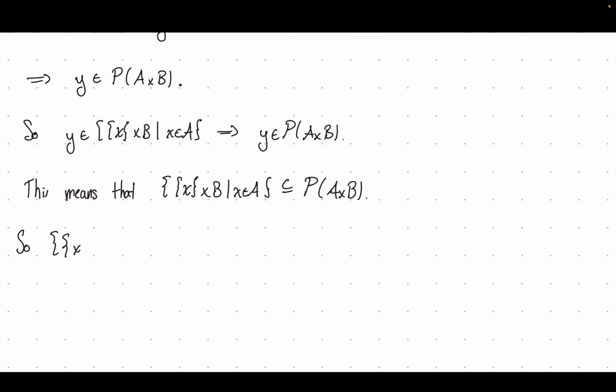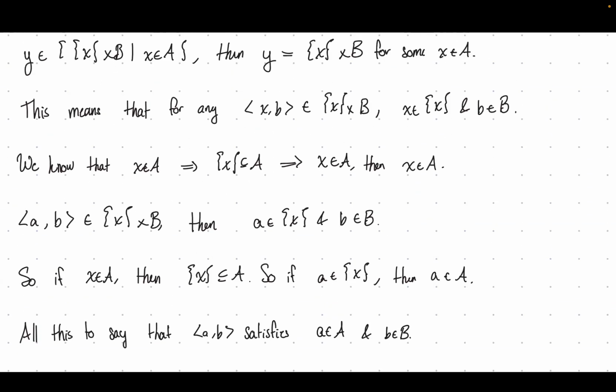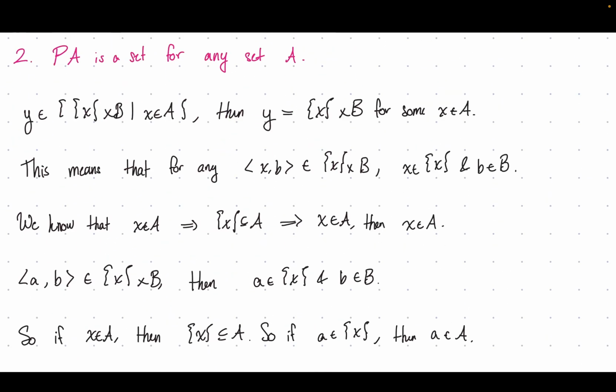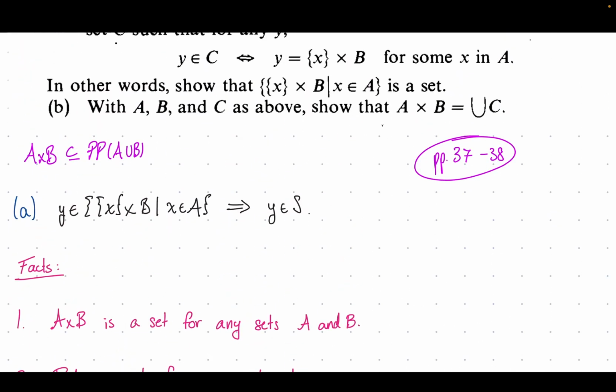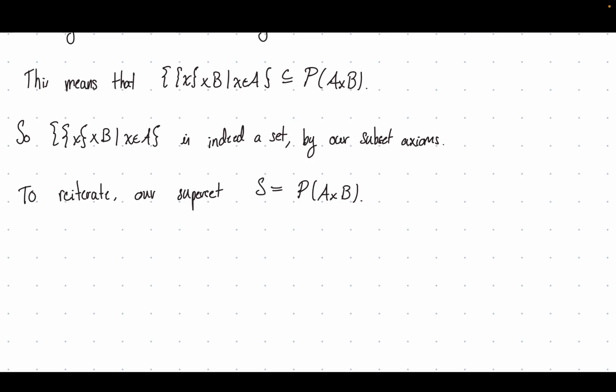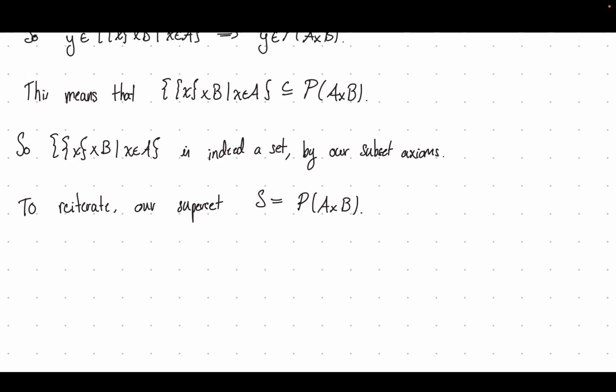So our set is indeed a set by our subset axioms. So we worded it as S. To reiterate, S is going to be a subset of the power set of A cross B. Yep. Cool. So there you go. That is how you show that this set specifically is indeed a valid set.